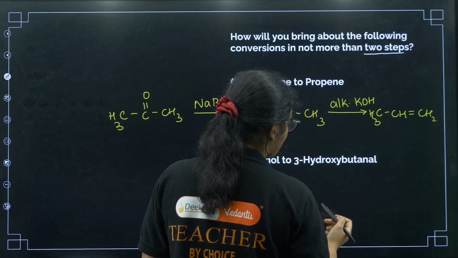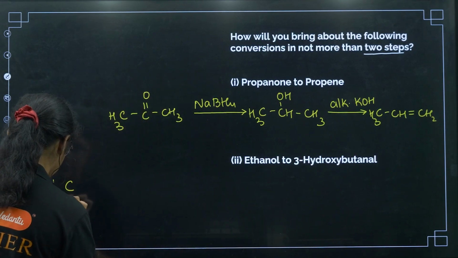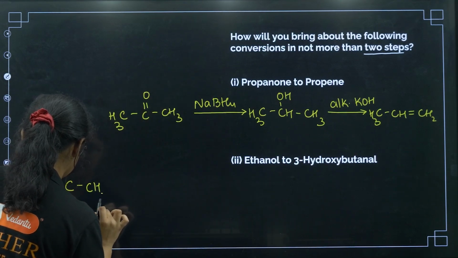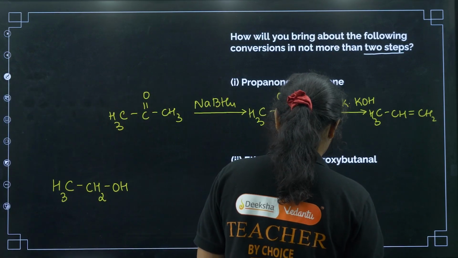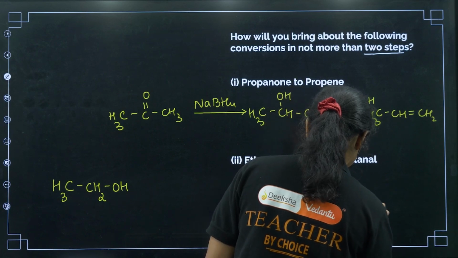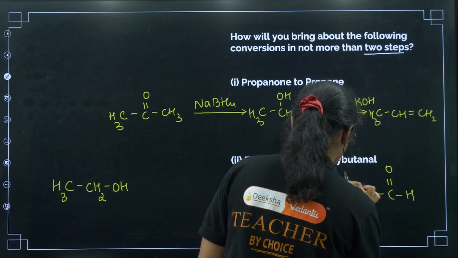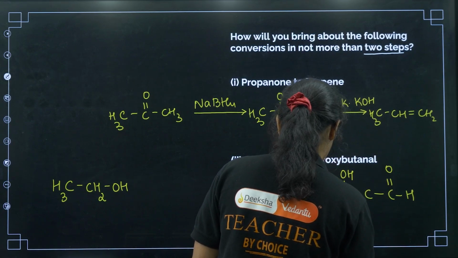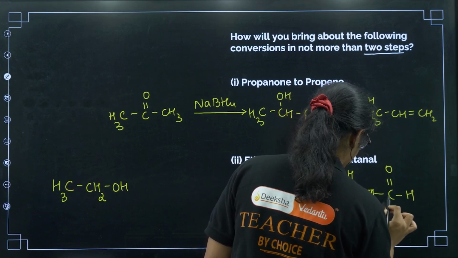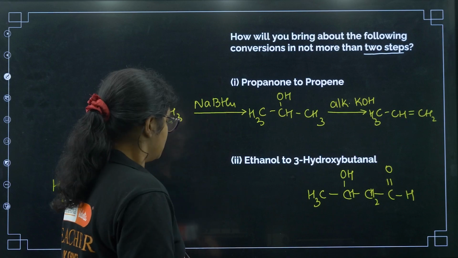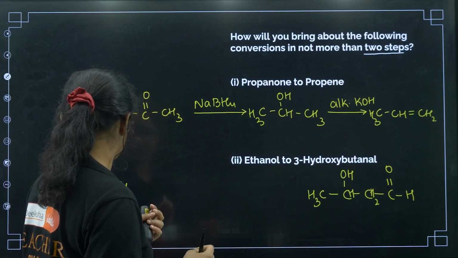Next, ethanol to 3-hydroxybutanol. If I have ethanol, CH3CH2OH, and you get 3-hydroxybutanol, I need to draw the structure like this: 1, 2, 3, 4. So to get this compound, we have 2 extra carbons, right?